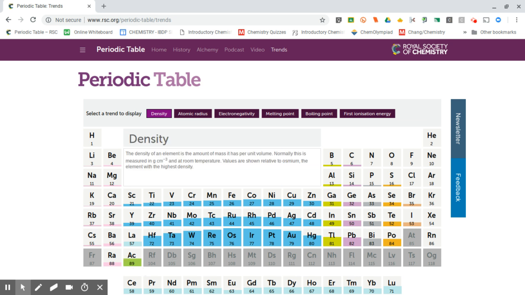Next video, we will be working on how these properties change and explaining why the properties are changing across the period and down the group.